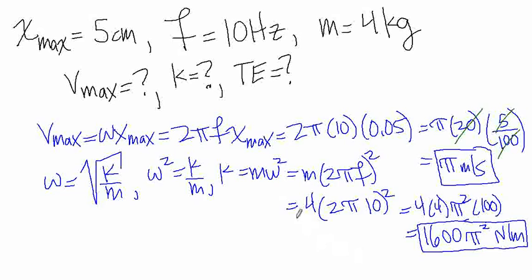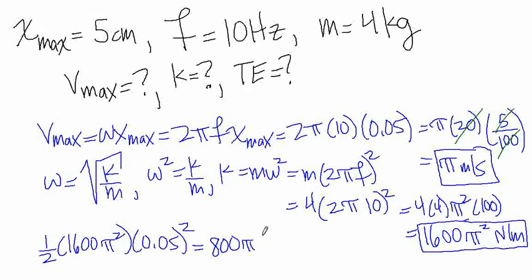The total energy. So that can be determined by 1/2 m v max squared, or 1/2 k x max squared. So I'll go ahead and use 1/2 k x max squared. So 1/2 times k, which is 1600 pi squared, times the 0.05, because we want to convert to meters, right? All right, so now let's simplify that. So 1/2 of 1600 is 800 pi squared, and then 0.05 squared, that's equal to 5 over 100 times 5 over 100.